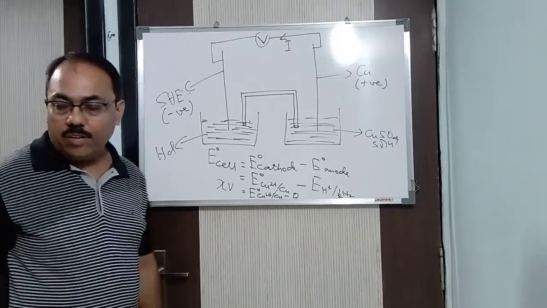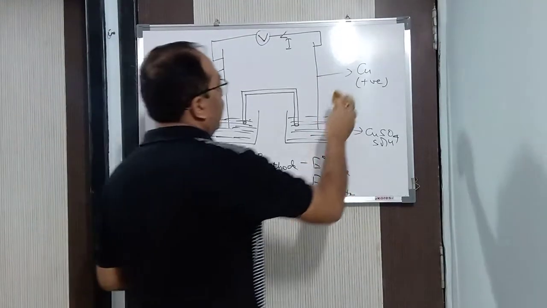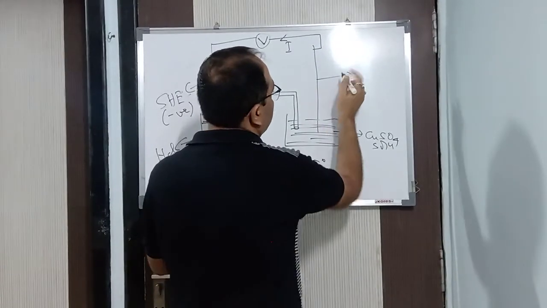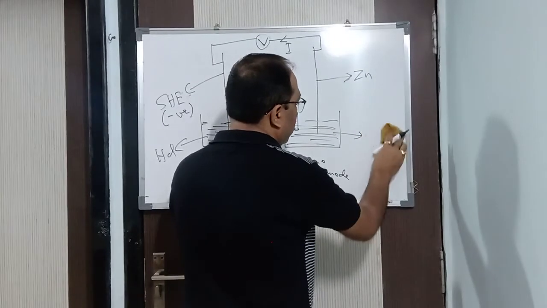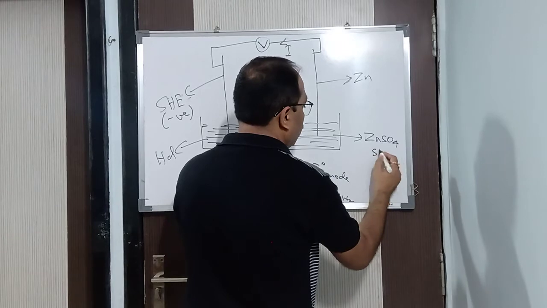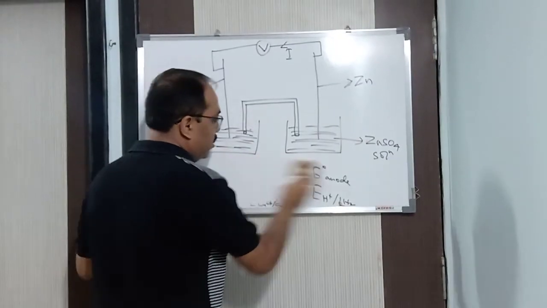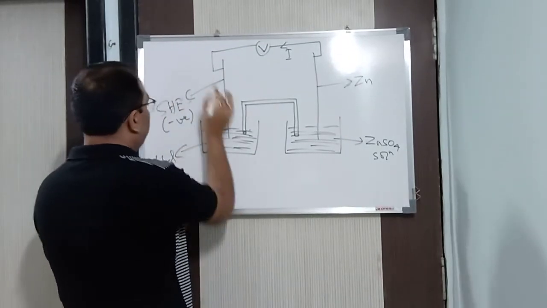Now next, we will replace this copper with another metal. Let us say I am replacing it with zinc. I need to calculate the electrode potential of zinc, so I replace it by zinc. Definitely this will be your ZnSO4 solution, isn't it?